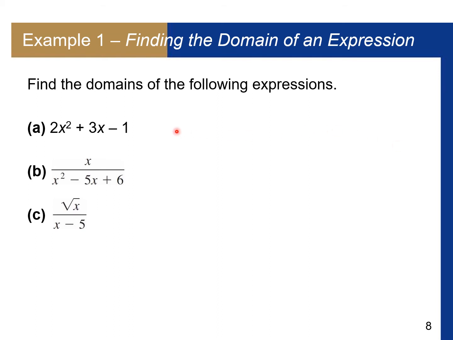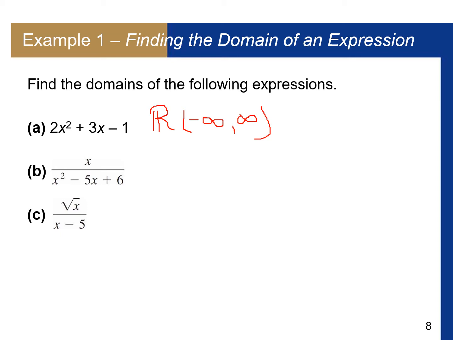Looking at the following expressions, here we have a polynomial. Hopefully you remember that for all polynomials, the domains are from negative to positive infinity, all real numbers. We don't have to worry about any exclusions there. So we would just put all real numbers, or if we wanted to write it in interval notation, we would say from negative infinity to positive infinity. All right, so either of these two answers.